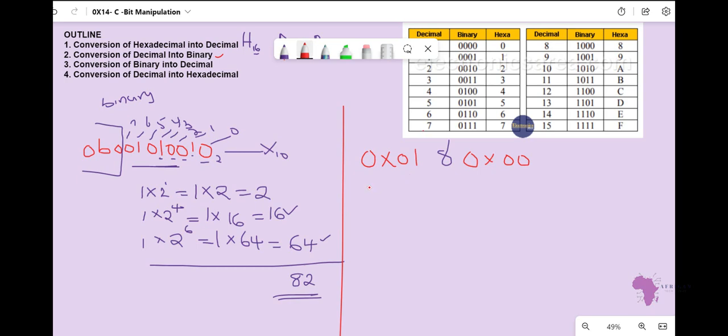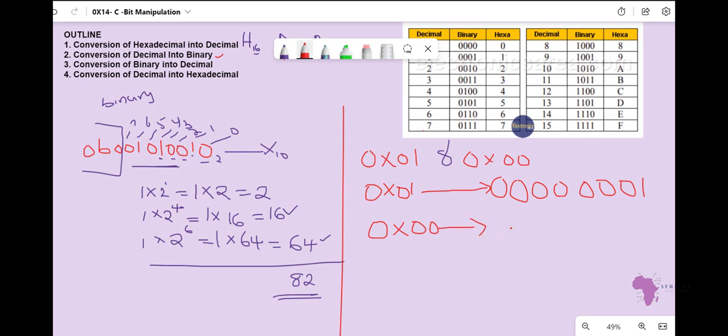So let's have it. We have it as 0x01. When you calculate its binary, you will get something like this. Let me show you. You will get 0, 0, 0, 0, 0, 0, 0, 1. And then the second one, 0x00, what will it give us? It will give us 0, 0, 0, 0, 0, 0, 0, and lastly 0.